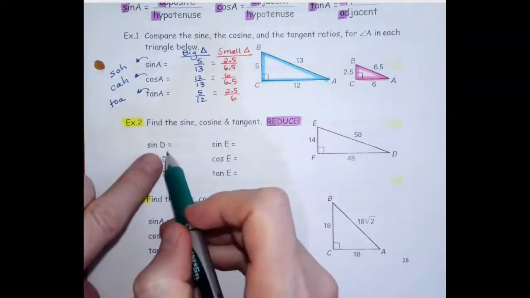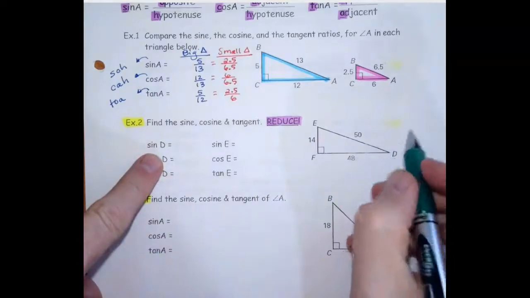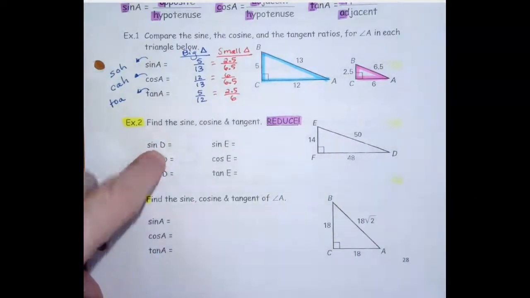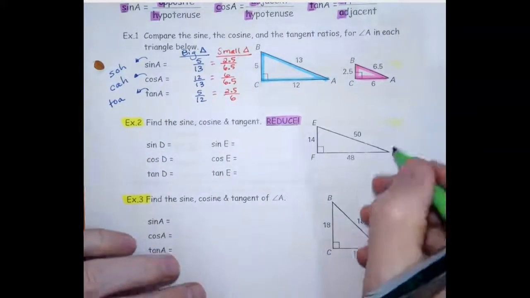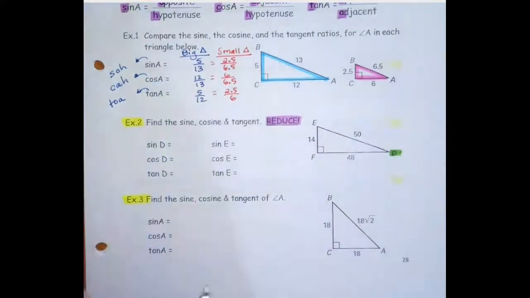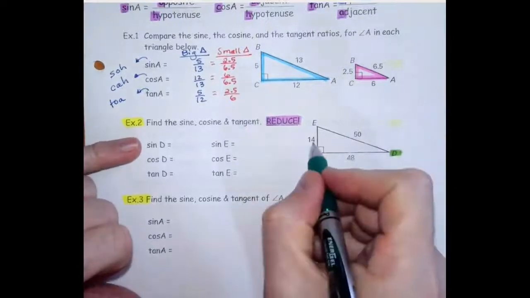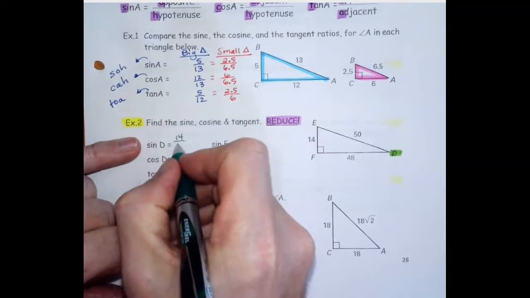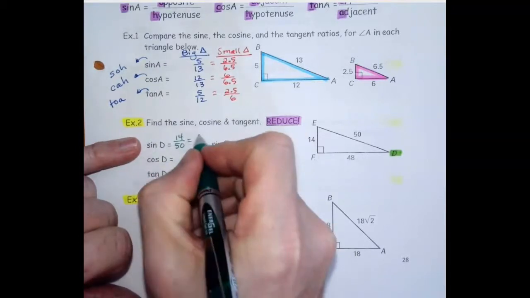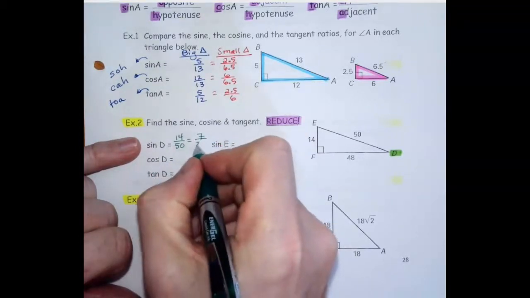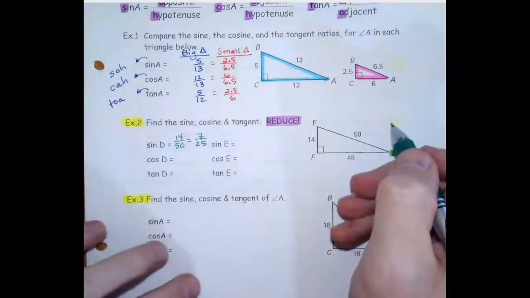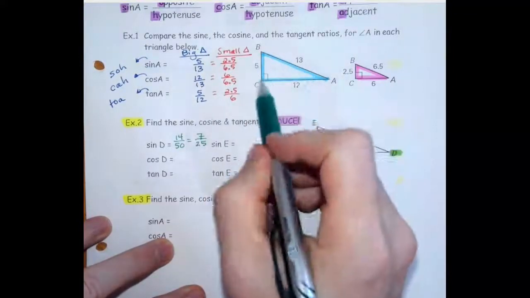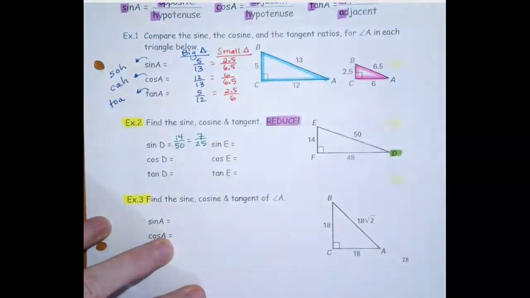All right, so again, we're practicing sines. So the sine of D is, sine is opposite over hypotenuse. So the opposite is 14 and the hypotenuse is 50. So that's going to be 14 over 50, which reduces to 7 over 25. All right. Notice here we had a Pythagorean triple.